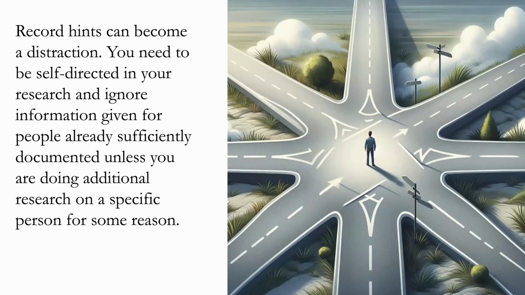So I'd summarize this to say that record hints can become a distraction. If you focus only on record hints and not on your ultimate research objectives and what you really need to know, and you're just adding in record hints, then that's probably valuable to someone at some time, but not necessarily productive as far as extending descendancy or ascendancy lines. So if everybody's sufficiently documented, make sure you're doing additional research on a specific person for a reason, the reason being that the information appeared to be initially contradictory and not correct.